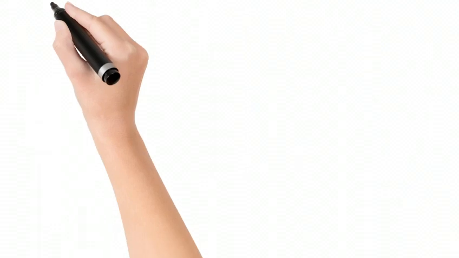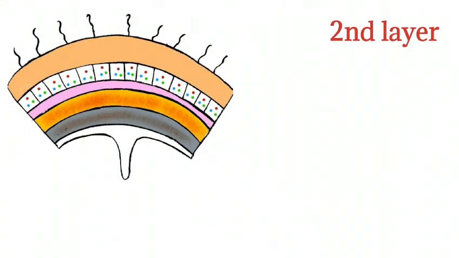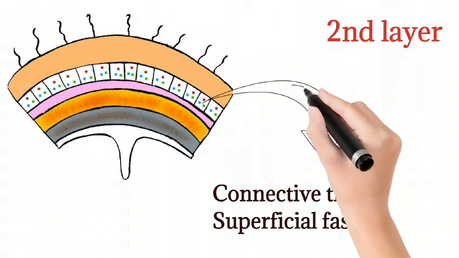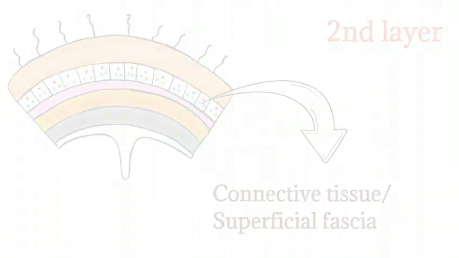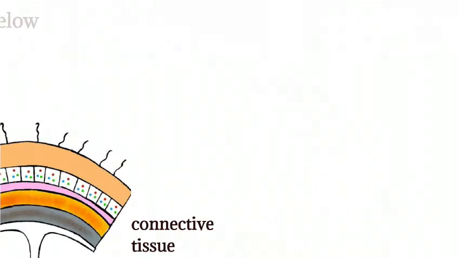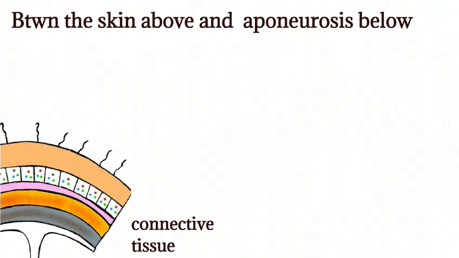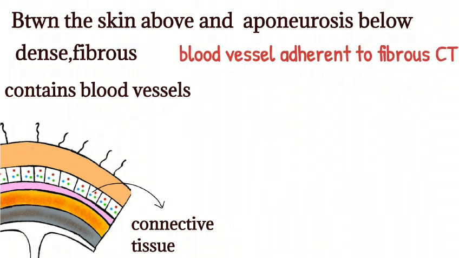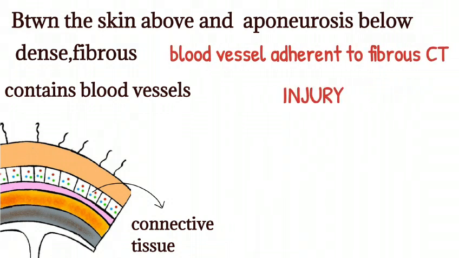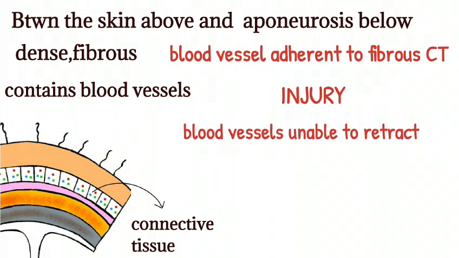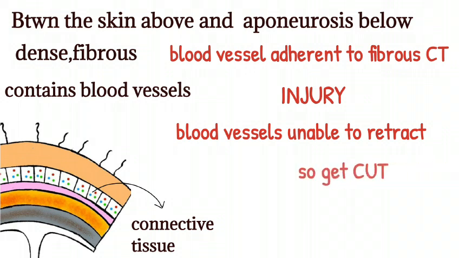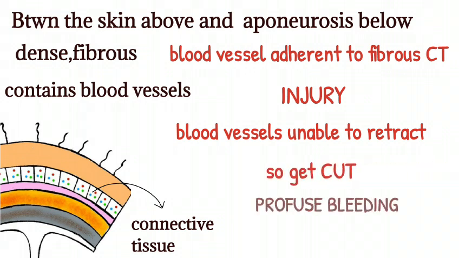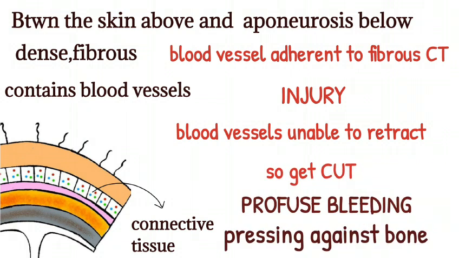The next layer is the connective tissue, also known as superficial fascia. The connective tissue lies in between the skin and aponeurosis. It is dense and fibrous. It contains blood vessels. The blood vessels are adherent to the fibrous connective tissue. In case of injury, these vessels are unable to retract and get damaged, causing profuse bleeding. Bleeding is stopped by pressing against the bone.